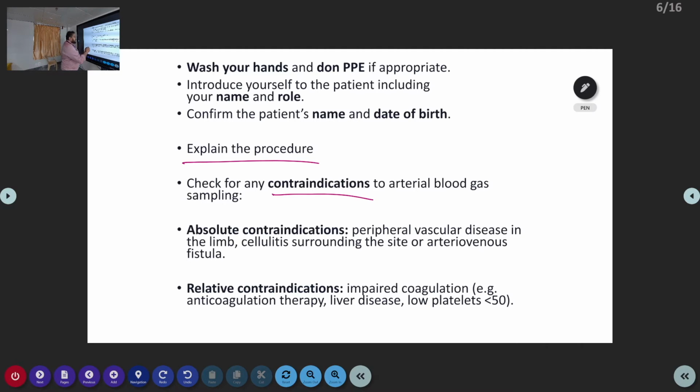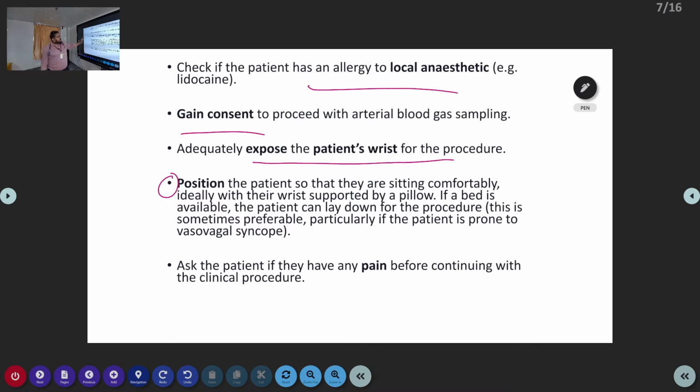So these things you have to see, whether there is any absolute contraindication, and there are relative contraindications that you need to see: if the patient is having coagulopathy, INR is elevated, the patient is having liver disease, platelet count is less than 50,000. These are all relative contraindications. If there is an absolute need of taking an ABG, you can take it, but otherwise you should not. So if it is needed only, you should be taking an ABG. So that is the relative and absolute contraindications for your blood gas.